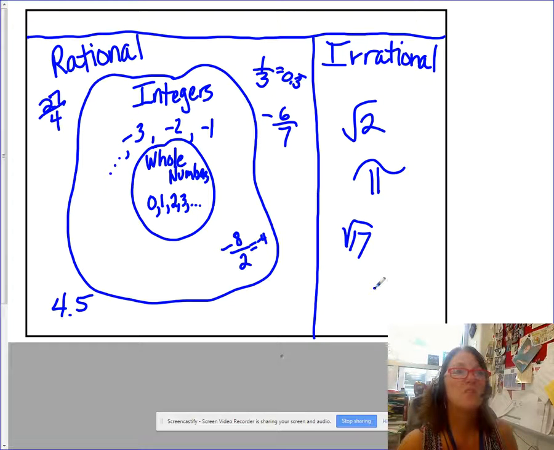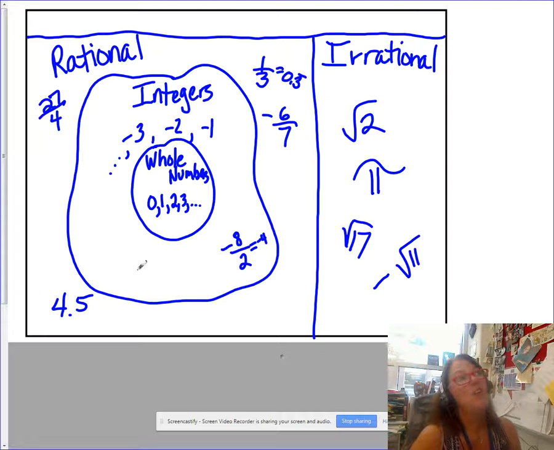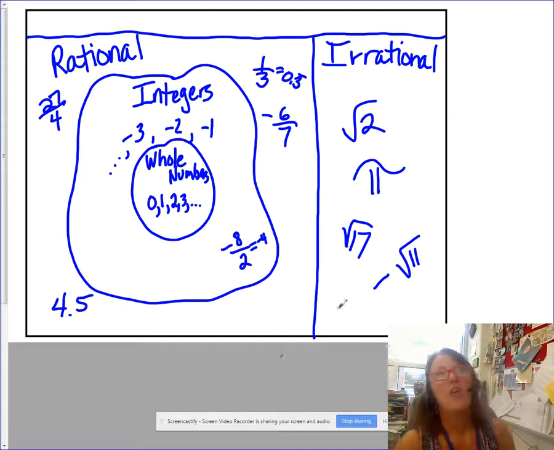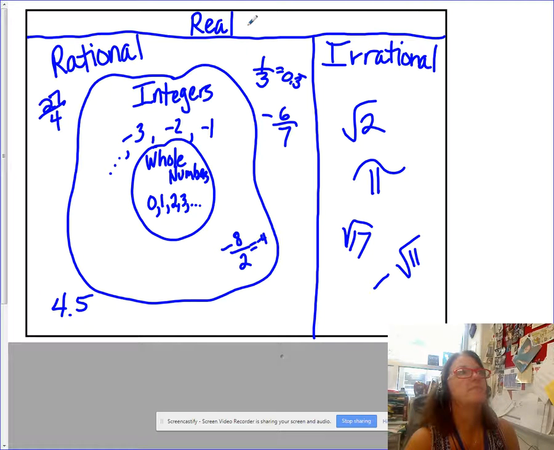Okay. Now we could also have some negative numbers here, like the negative square root of 11 or something like that. Okay. Together, all of the rational numbers and all of the irrational numbers make up the real numbers. So this is what I want your chart to look like. Okay. Real numbers.